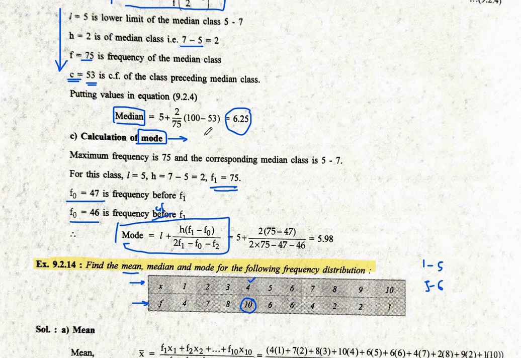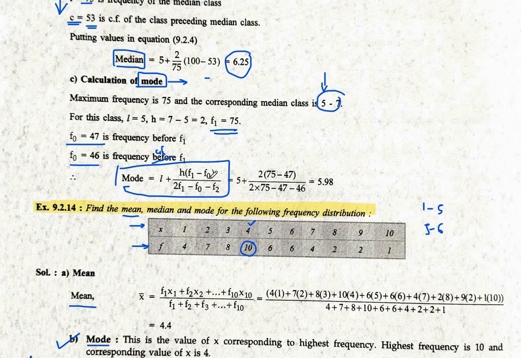Now what is L? For 75 the range is 5 to 7, so the L value is 5. The H value is the difference between these two, 7 minus 5, that is 2. We require only these, L, H and these frequency values. You put them in the formula, and the result comes out to be 5.98.